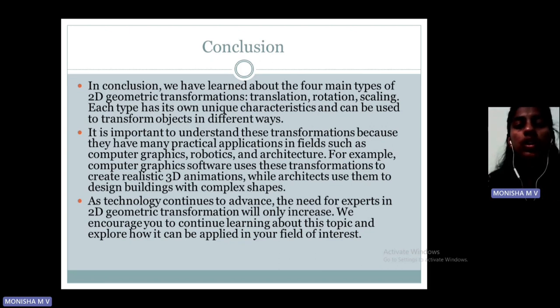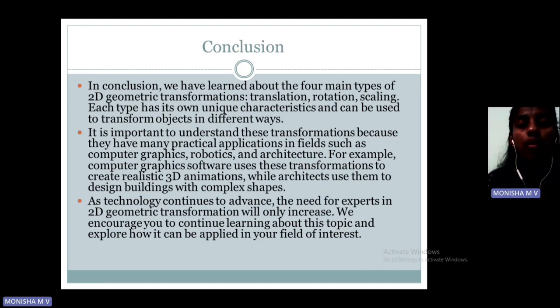In computer graphics, we all know that we have huge applications using 2D and 3D transformations. 3D transformations are done the same way as translation, rotation and scaling. For example, computer graphics software uses transformations to create realistic 3D animations. As I said, architecture, robotics and computer graphics all use 3D animations to analyze architectural and building designs, complexity, shapes, and robotic designs and models, all done using transformations.